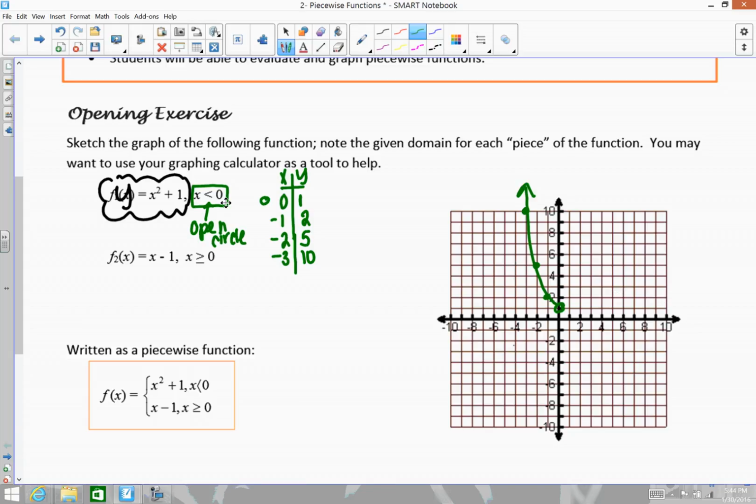So then the next part of this graph, so here's again y equals x minus 1, this is going to be a linear looking graph.